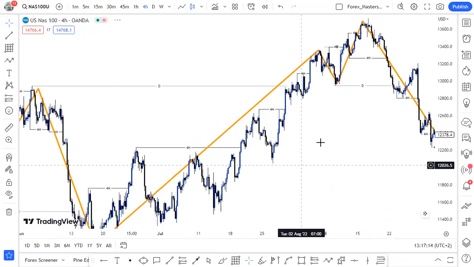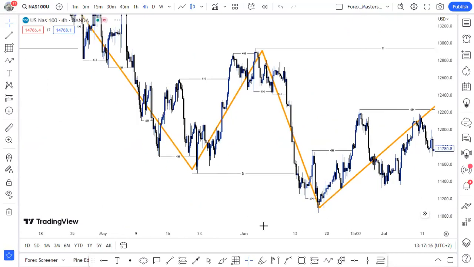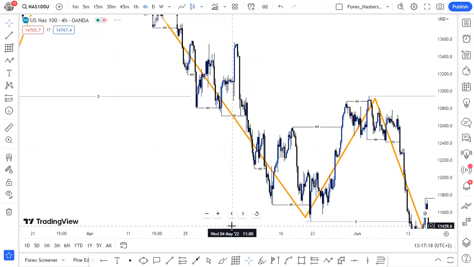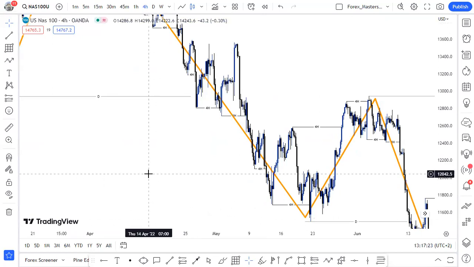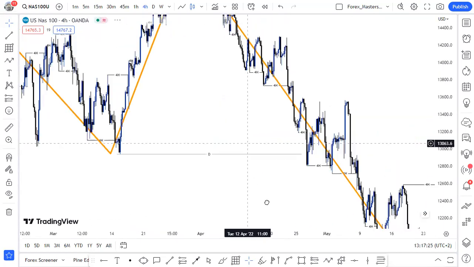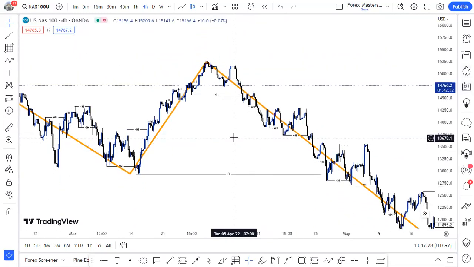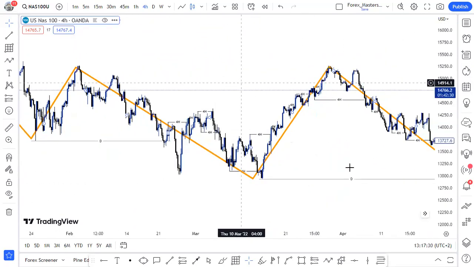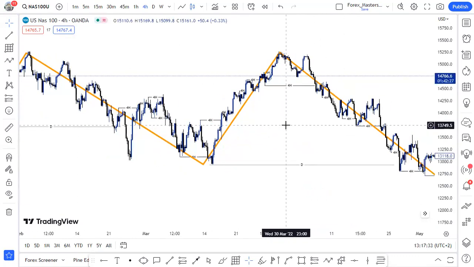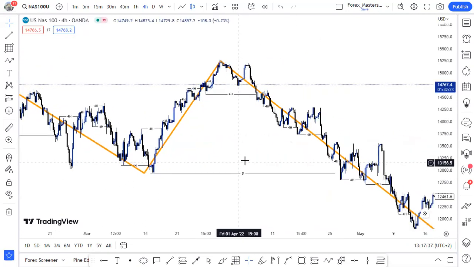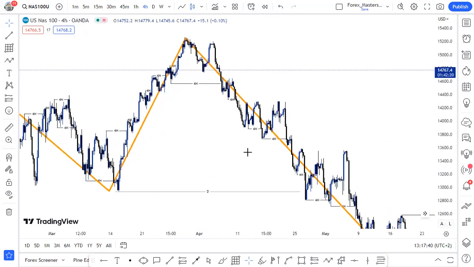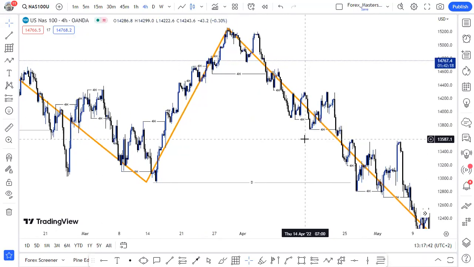So let's begin from somewhere so that we may just map out the 4-hour structure also, so that we just see how the 4-hour interacts with our daily time frame.